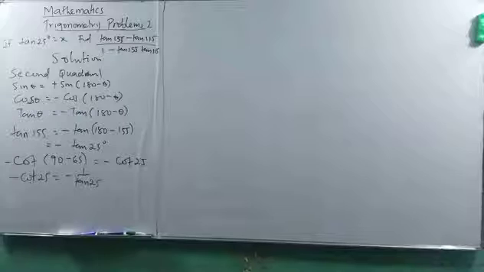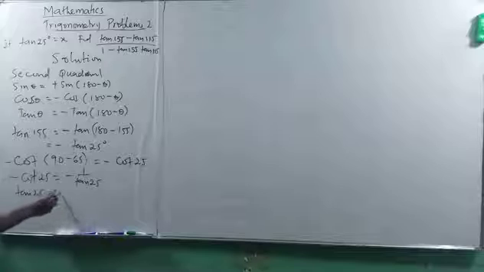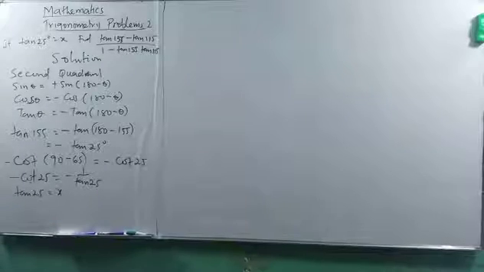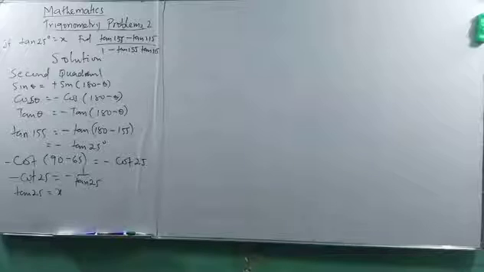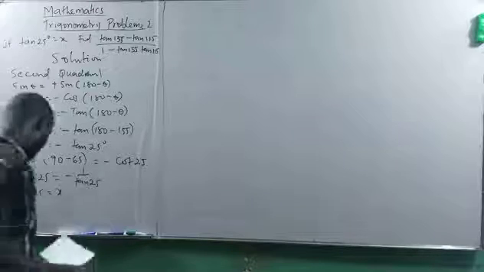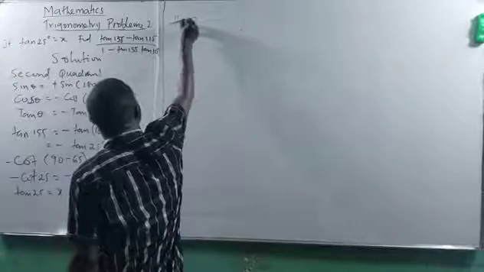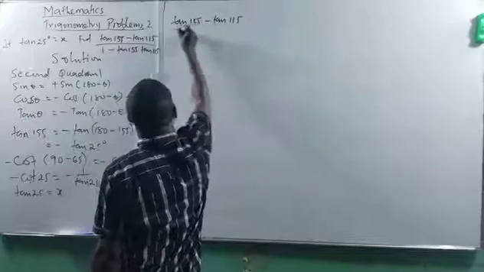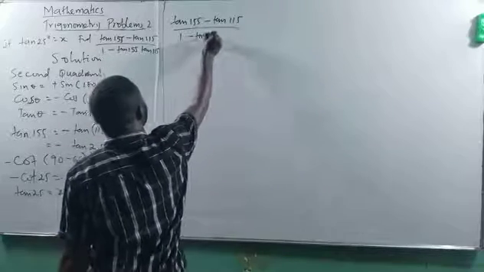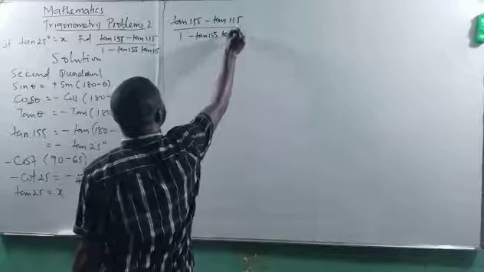Now, since I know that, and I was told that tan 25 equals x, this is tan 155 that has been expressed, and this also has been expressed. Since I have this, I can now say that tan 155 minus tan 115 divided by 1 minus tan 155 tan 115.